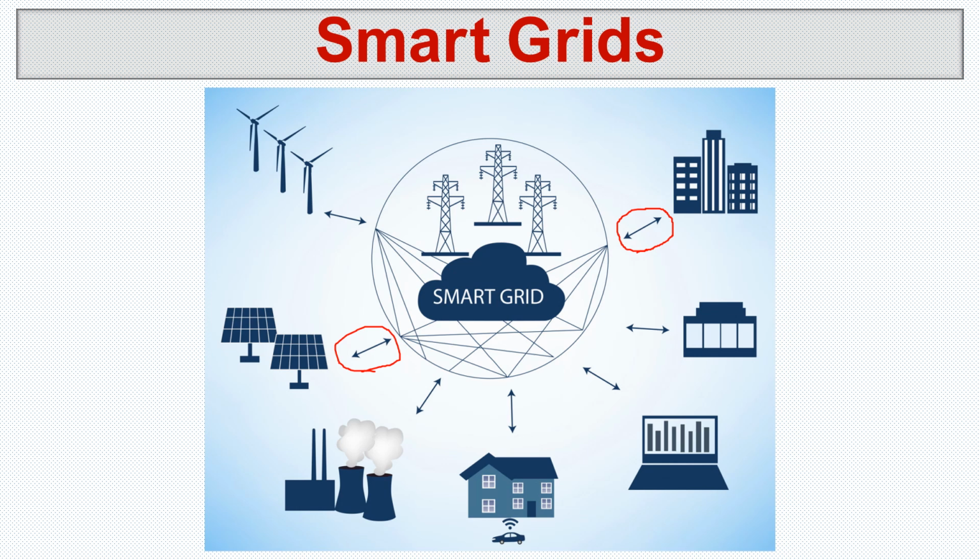Automation means the program itself will take a decision and change the power flow. That is the idea here. Let's say we want to connect solar panels to the grid. At that time, the decision is made by the smart grid automation system. The controller will take the decision.